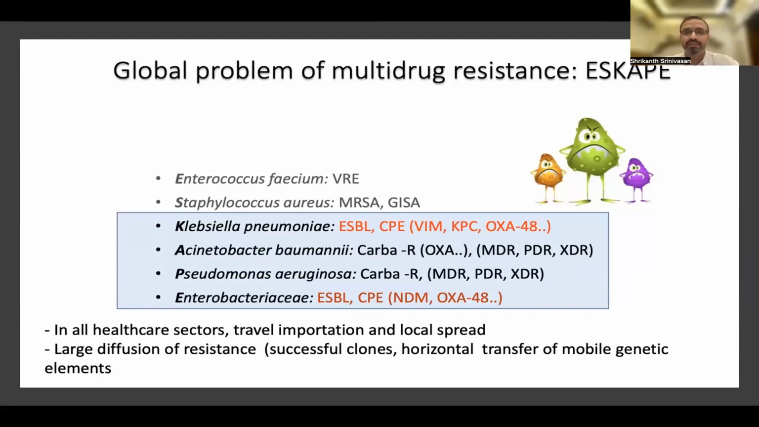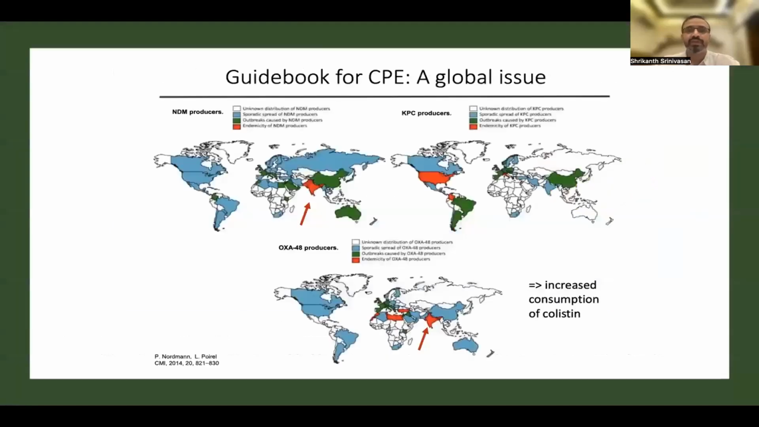In all healthcare sectors, travel, importation, and local spread are contributors to the spread of these strains. Since the world has become a global village, there's been an excessive amount of travel, rampant use of antibiotics, and carrying of strains from one place to another. And there's a large diffusion of resistance, horizontal transfer of mobile genetic material, and successful clones, which lead to further proliferation of these drug-resistant bacteria.